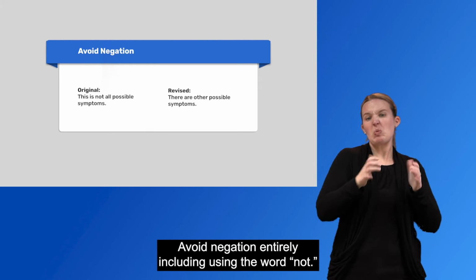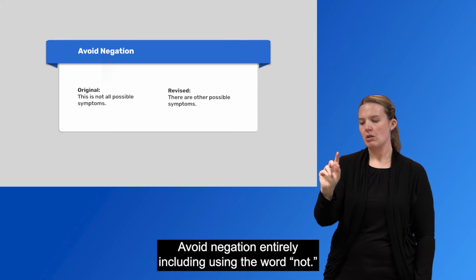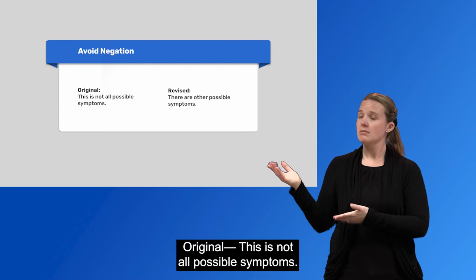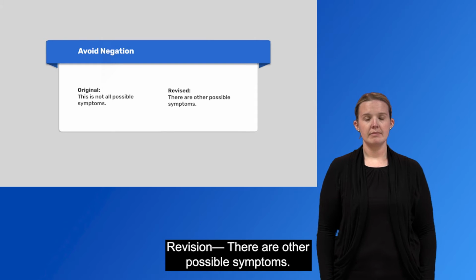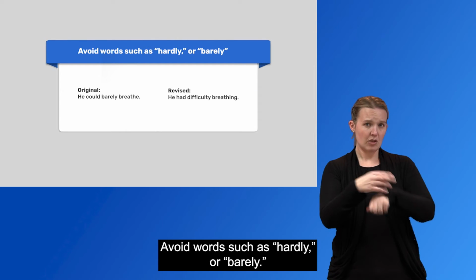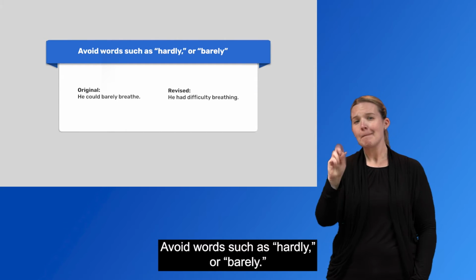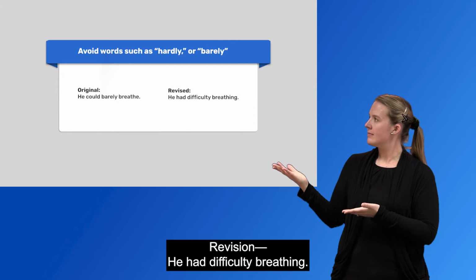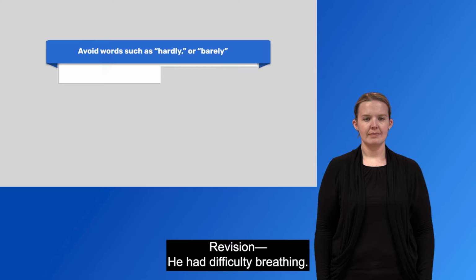Avoid negation entirely, including using the word not. Original: this is not all possible symptoms. Revision: there are other possible symptoms. Avoid words such as hardly or barely. Original: he could barely breathe. Revision: he had difficulty breathing.